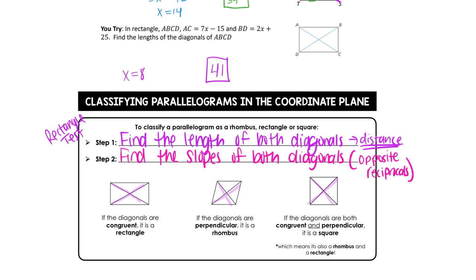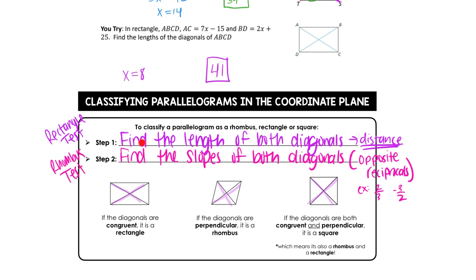So if you need a reminder of what that looks like, something like 2/3 and negative 3 over 2. You want those slopes to be completely opposite. So if you notice that you have opposite reciprocal slopes, that means you have right angles, and that means it is a square or rhombus, right? So I like to call this the rhombus test.